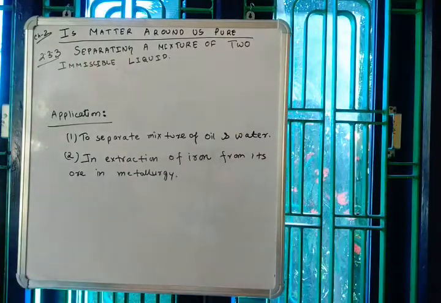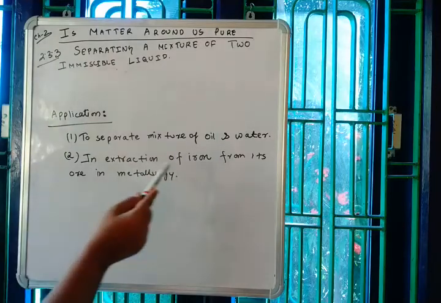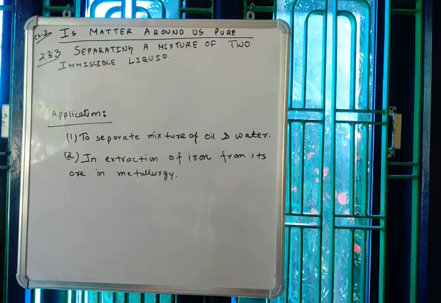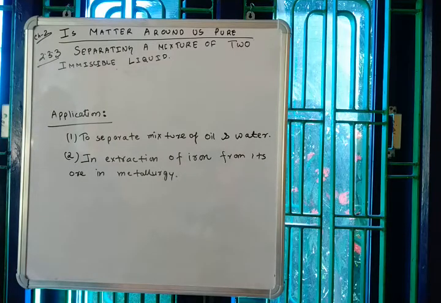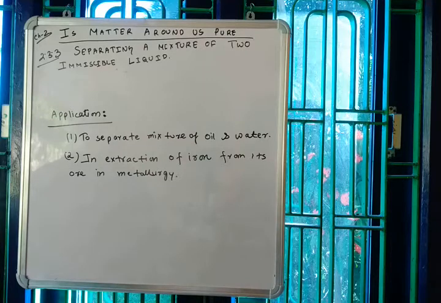A few of the applications of the separating funnel technique. First of all, to separate a mixture of oil and water, and second is in the extraction of iron from its ore in metallurgy. We know that there is a section in science called metallurgy, in which we discuss how metals or elements are extracted from their ores. For example, how iron, zinc or silver is extracted from its ore.